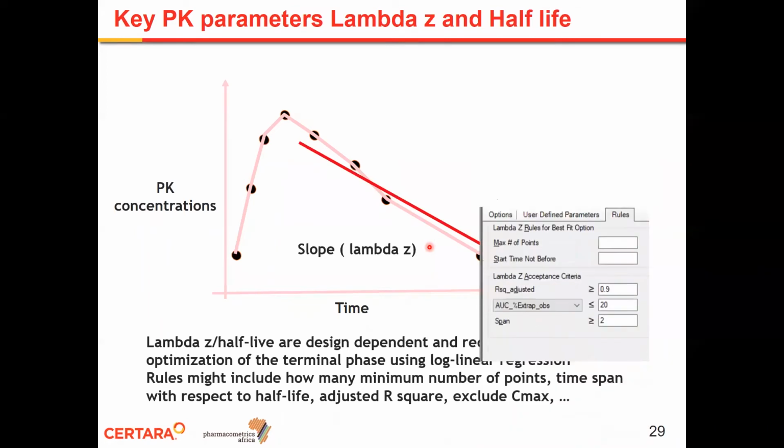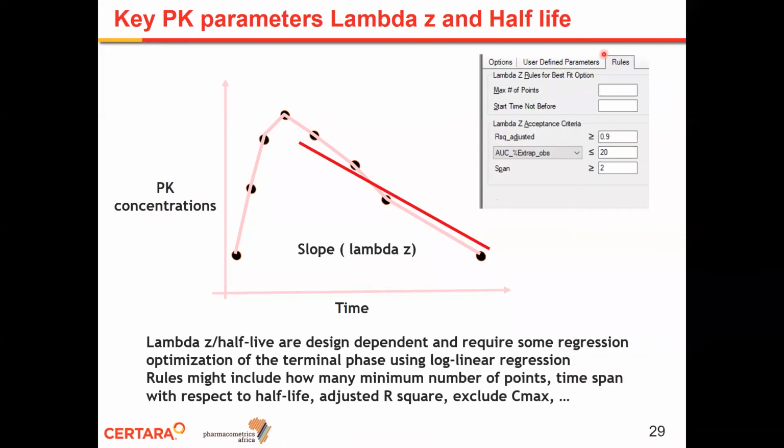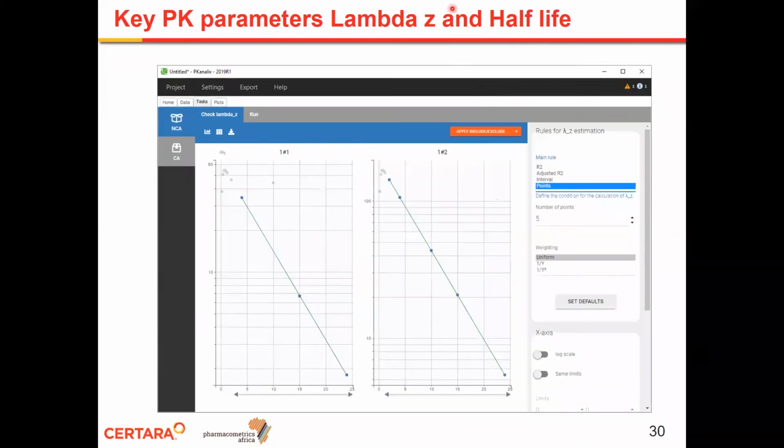As we will see, that's a snapshot from Win-Nonlin rules, and you will see here a snapshot from PK Analytics, possible rules. With the demo, we'll see how we can easily change these rules by subject to exclude some points. For example, here, this point was excluded because it was out of the trend of the linear phase. I hope you see this excluded point.